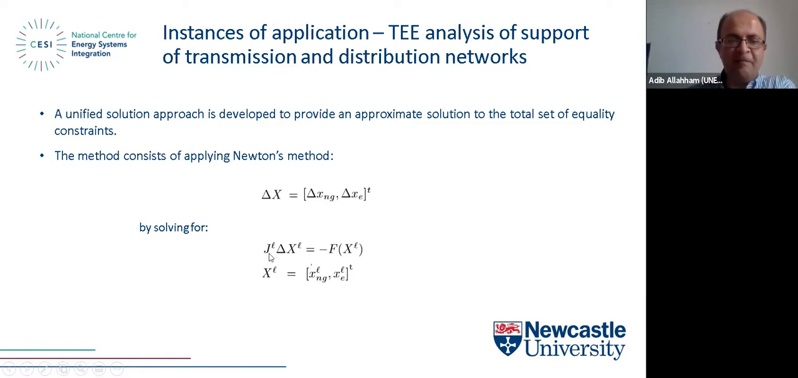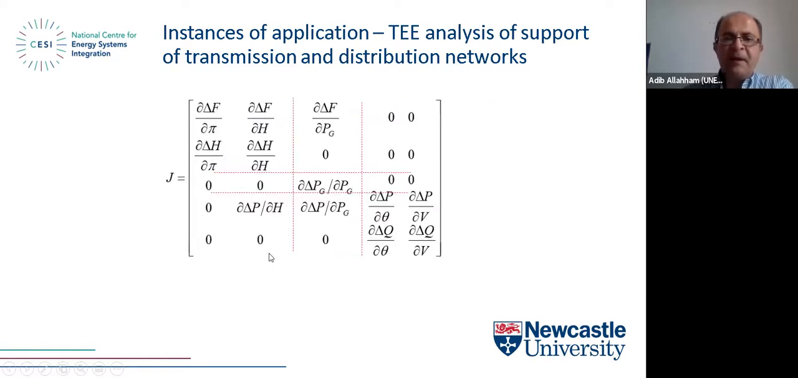Next slide, please, Hamid. If you look at the Jacobian matrix, in the upper left corner you can see F, which is the flow of the gas, and H, which is the consumption of gas energy in the compressors, the compression stations. P is the pressures.